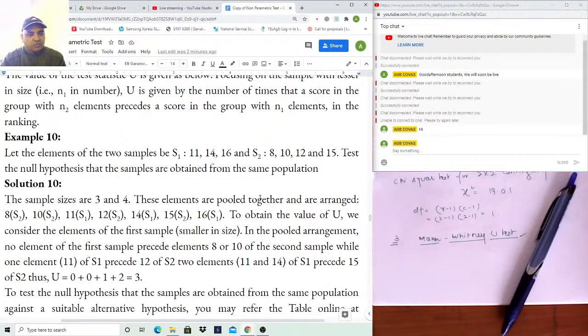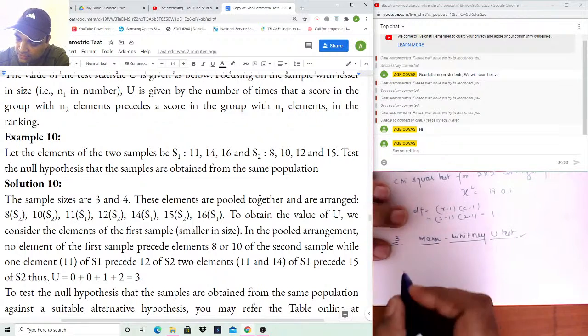Then we will be in a position to understand how this Mann-Whitney U test is applied when we have a small sample size. So let us have two samples: S1 is 11, 14, 16, and S2 has 8, 10, 12 and 15. Now we have to test the null hypothesis that the samples are obtained from the same population, right? So the sample sizes are 3 and 4. These elements are pooled together and arranged.